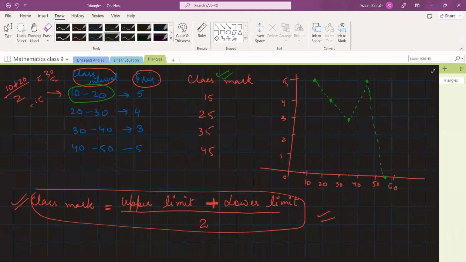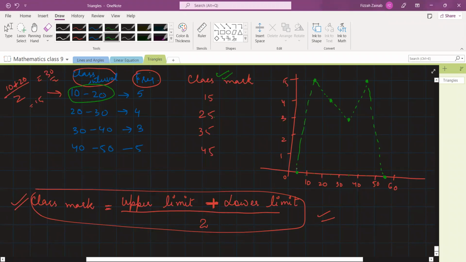And before this also, the imaginary interval is 0 to 10, whose midpoint is 5. So class mark, whose frequency is 0. So it's going to lie here. And then you join it. So this is how your frequency polygon looks like. Is that clear? Yes, ma'am.